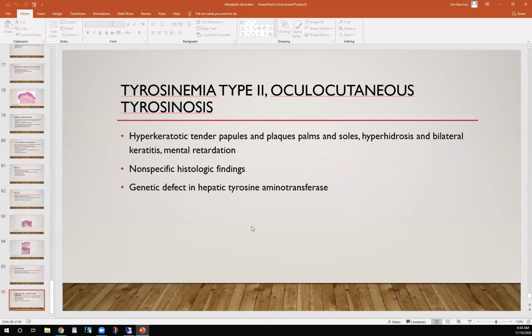And then this, again, I'll just mention real briefly, just for completeness' sake, no really specific histologic findings in tyrosinemia type 2, but it was in the chapter, so I thought I would mention it for completeness' sake. So we will now try to move on to a few unknown cases of slides I'll show you.